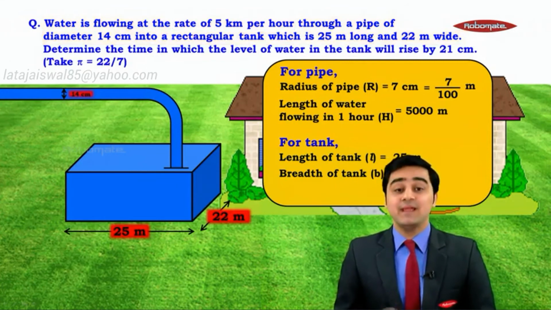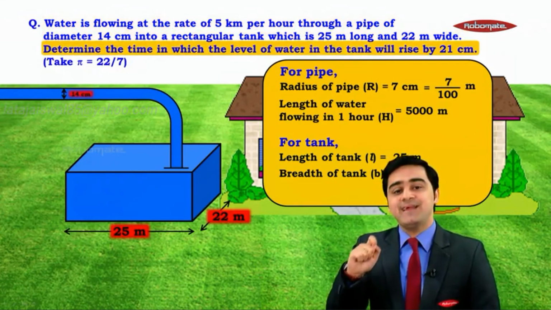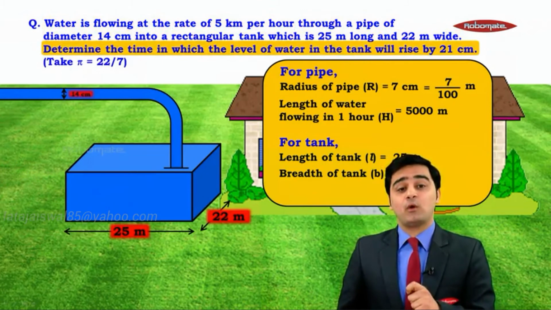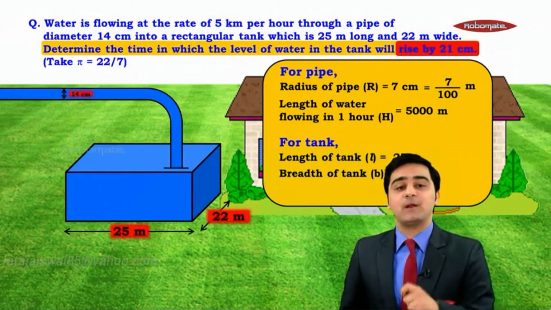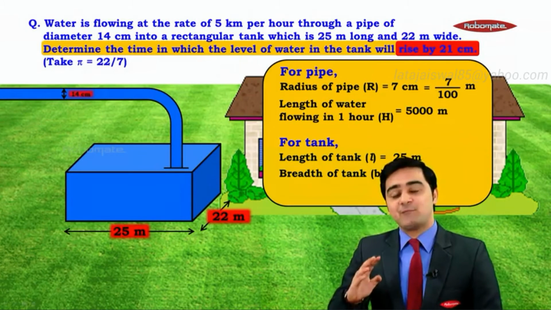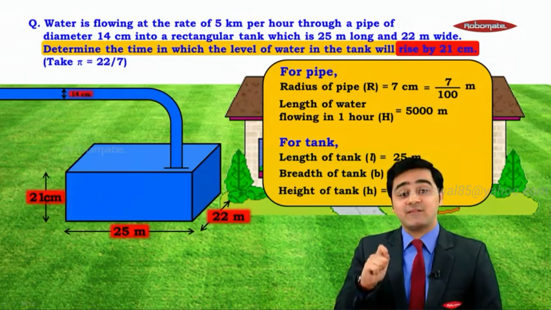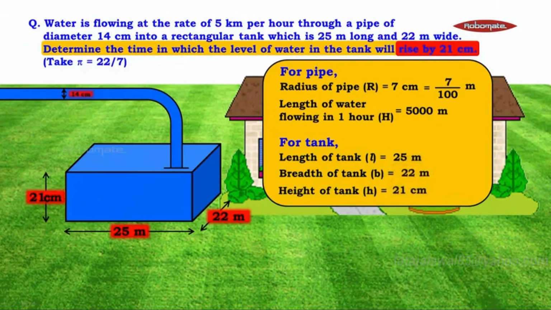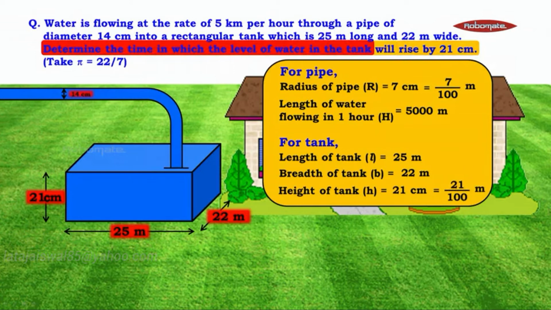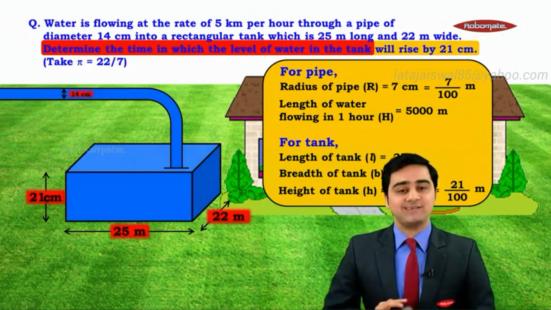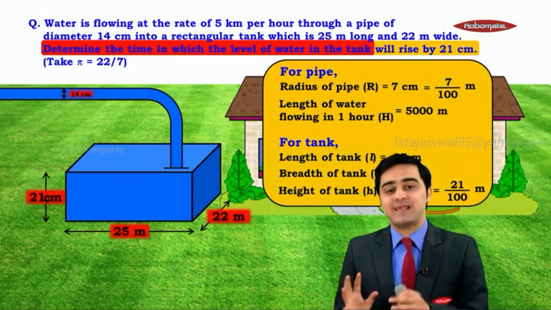Let's proceed further. It says that determine the time in which the level of water in the tank will rise by 21 centimeter. They have provided us with the height of the rectangular tank. The height of the rectangular tank is given as 21 centimeter. Let us convert the centimeters into meter. So it is equal to 21 upon 100 meters. My dear students, it says that determine the time in which the level of the water in the tank will rise by this 21 centimeter. It simply means that we have to calculate time taken.